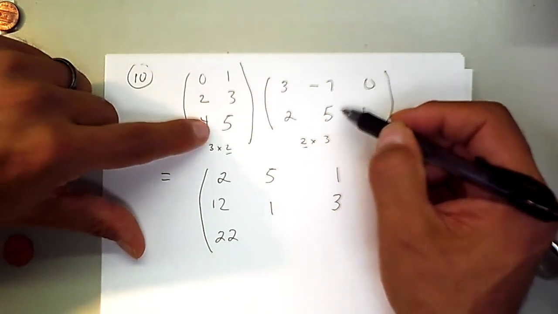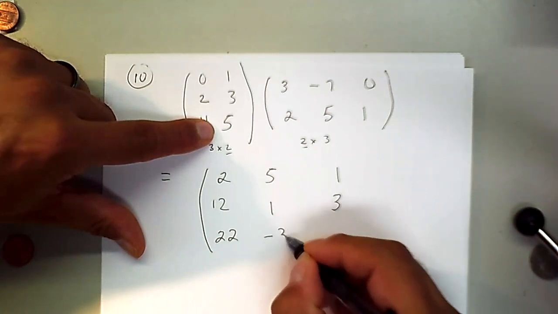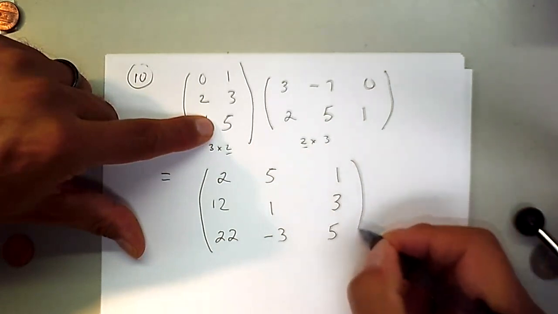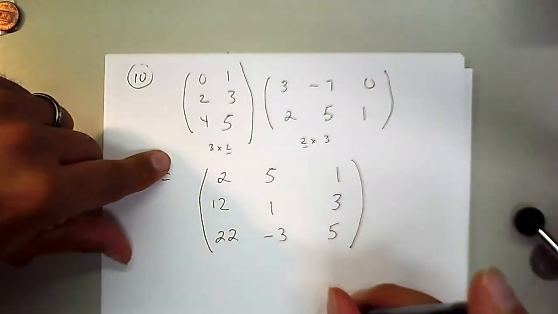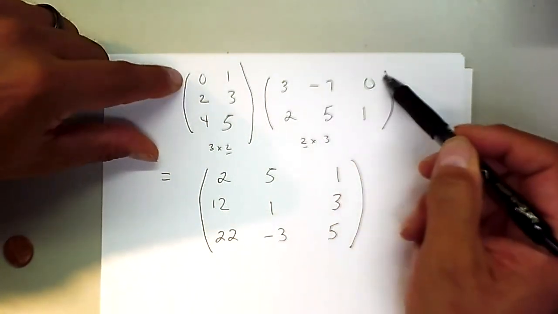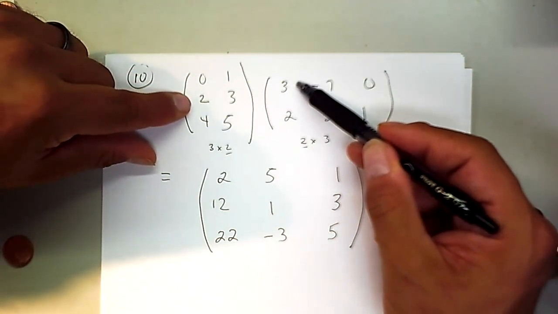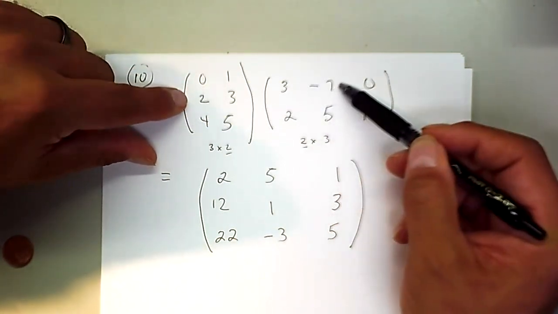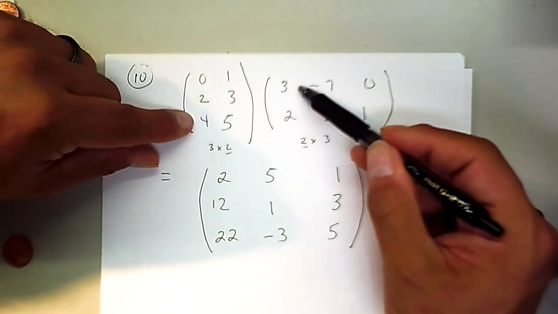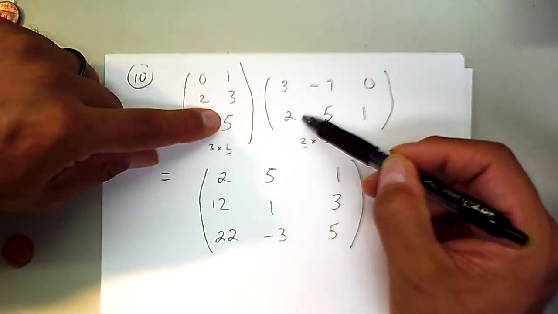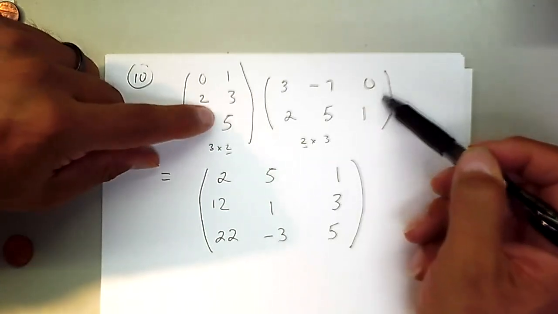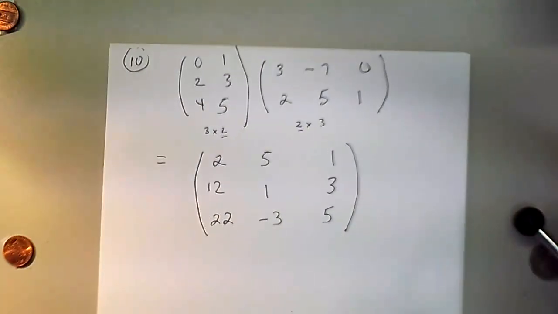-28 and 25. 0 and 5. There. Let me double check one more time. 2, 5, 1, 6 and 6 is 12. -14 plus 15. 0, 3, 12, and 10. -28 plus 25. 0 and 5. It appears this is correct.